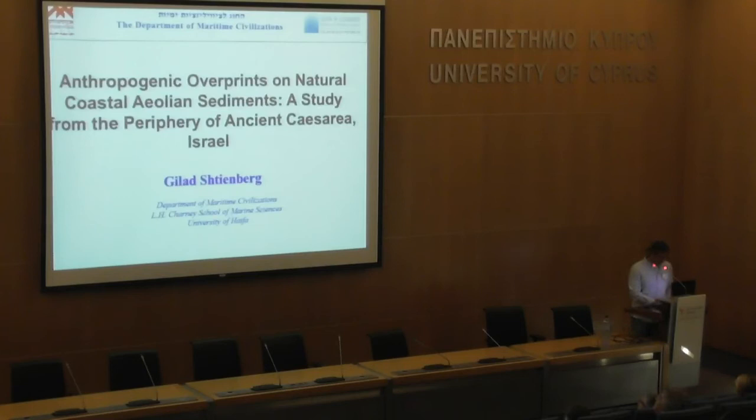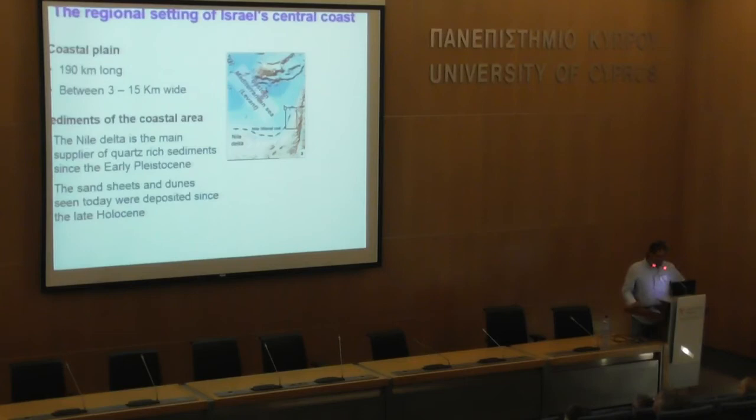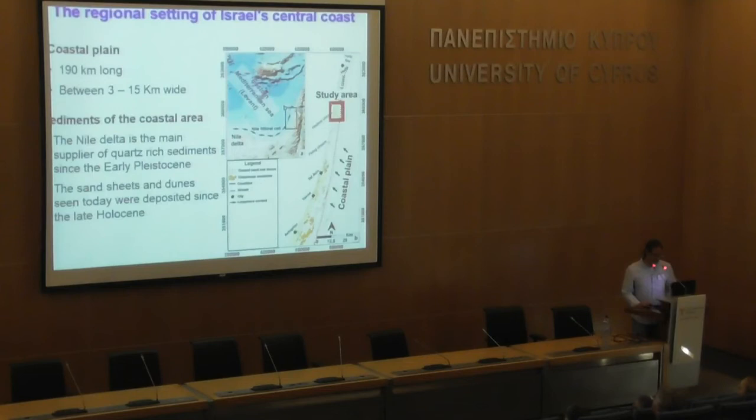Israel, as you probably all know, is located in the southeastern part of the Mediterranean Sea. Its coast is about 190 kilometers long and between 3 to 15 kilometers wide. The coastal sediments which comprise it are mainly quartz sediments. From the middle Holocene, as sea level was starting to stabilize, wind and wave derived currents transported these sediments from the Nile to the shores of Israel. From there, they were transported with the wind inland, forming sand sheets and sand dunes, which are seen today in this area. Our study area is located in the northern part of this Nile littoral cell.